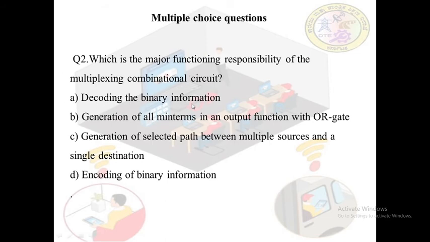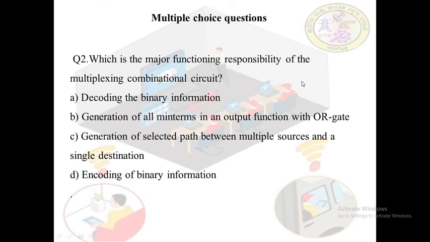First option: decoding the binary information, generation of all minterms in an output function with OR gate. Option C, generation of selected path between multiple sources and a single destination. Option D, encoding of binary information. The answer is direct here: option C, generation of selected path between multiple sources and a single destination.